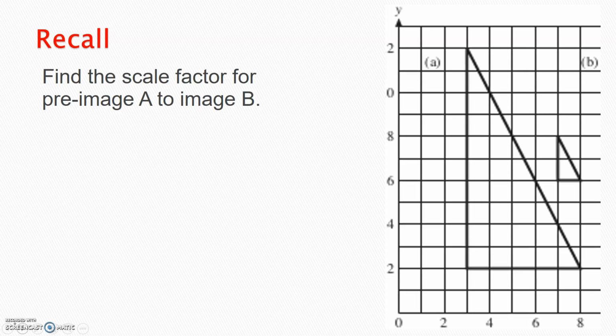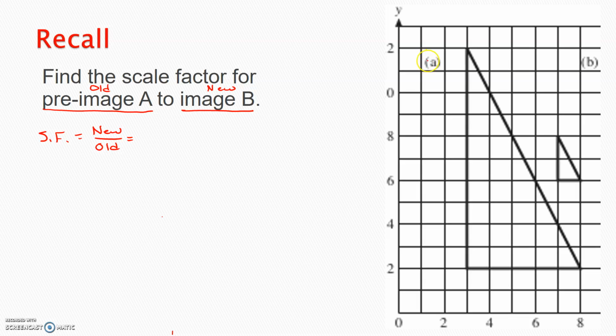So recall what we've done. Find the scale factor for the pre-image A to the image B. Remember when we were finding scale factors, it was a simple little formula: scale factor is equal to new over old. Make sure you understand which is which. The pre-image A is the old one, and the image B is the new one. So let's go ahead and label it over here.